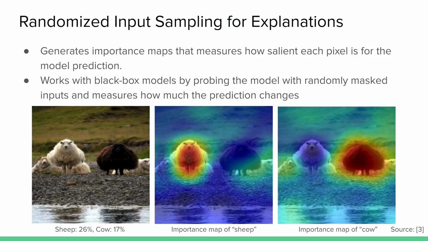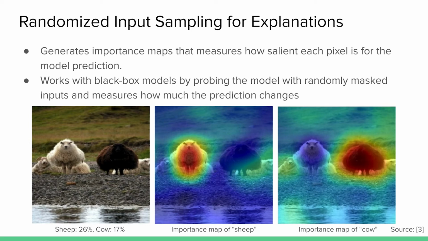And RISE is trying to create some saliency maps similar to what we've seen before, but allowing us to do it on a black box model. So it creates these importance maps that measure how salient each pixel is for the model prediction by randomly masking out certain areas from our input and then measuring how much the prediction changed.